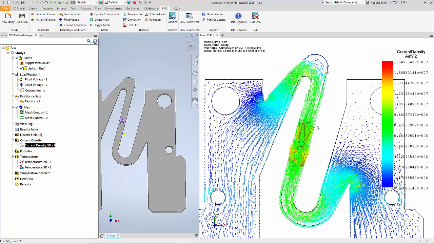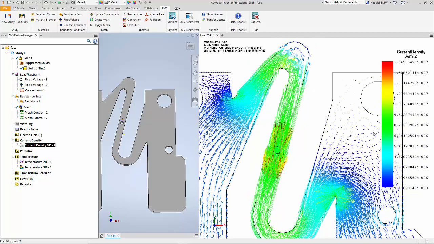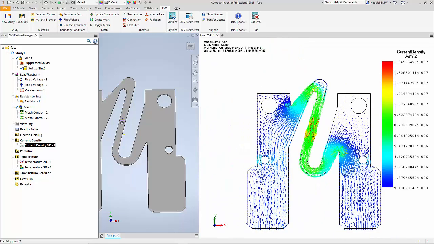So obviously the current density in the weakest point of the fuse is very high, denoted by the red arrows and the green arrows. And in other points where you see blue arrows, the current density is low. So this vector plot gives you both the magnitude, and the size of these vectors determines the current density.